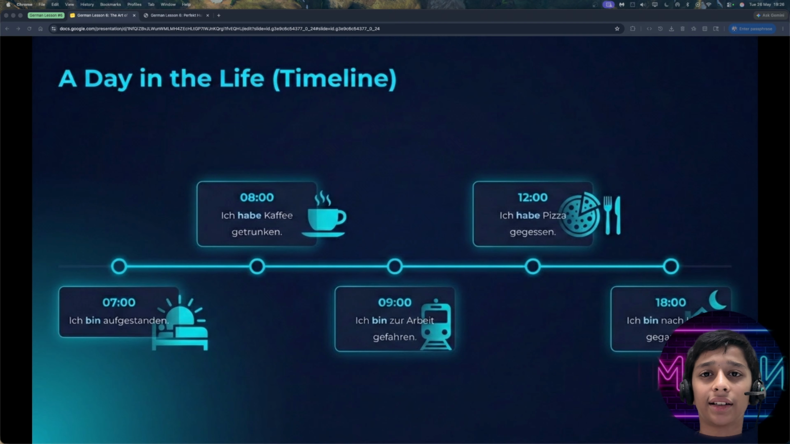Read those sentences out loud. Notice the rhythm. The helper verb sitting in the middle, the action verb landing at the end every single time. That pattern is German storytelling.